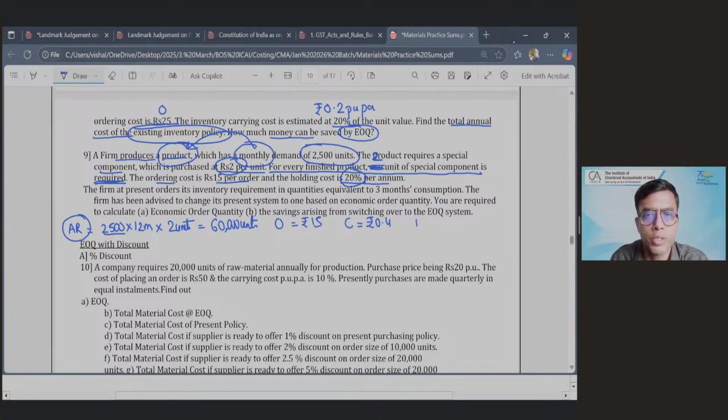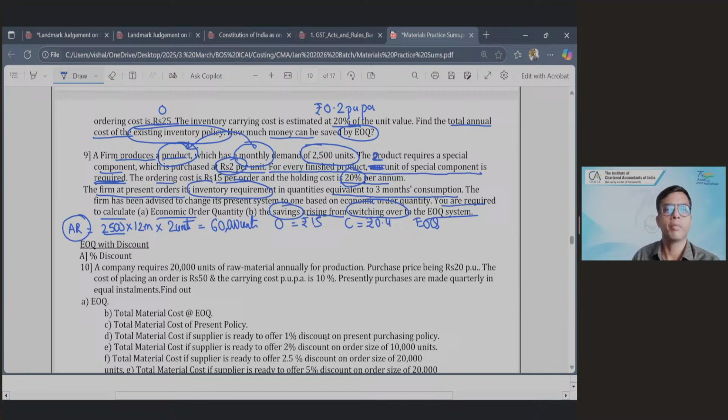Now, once you find out these values, you find out EOQ, and then again the same question, but see the language is different. You are required to calculate EOQ, fine, that is done. And the savings arising from switching over to EOQ means what? See, presently they are buying. Now it is interesting, see the language. The firm at present orders its inventory requirements in a quantity equivalent to 3 months consumption. So this is their present policy. What is the present policy? They are buying the quantity which is equal to their 3 months consumption.